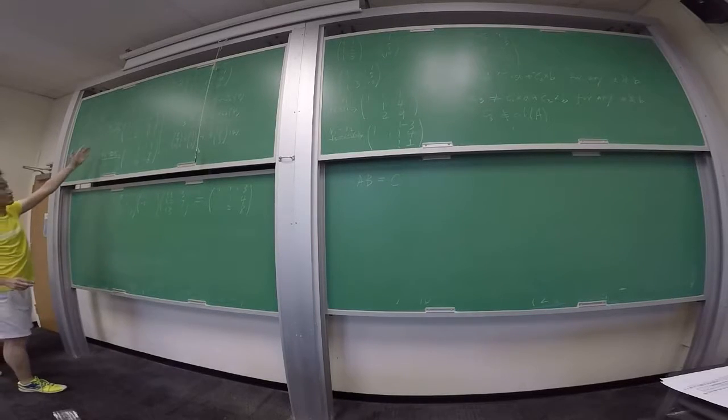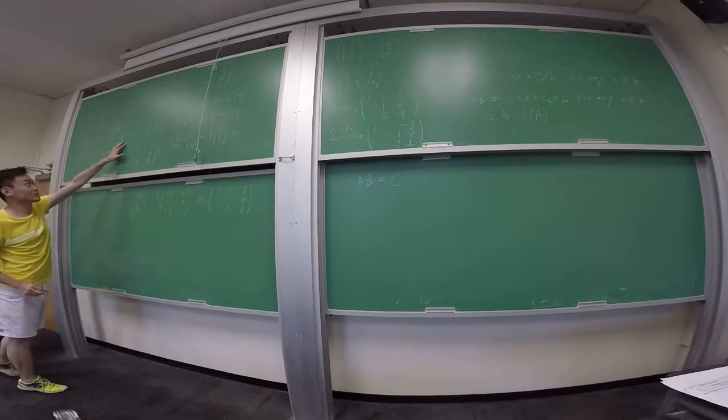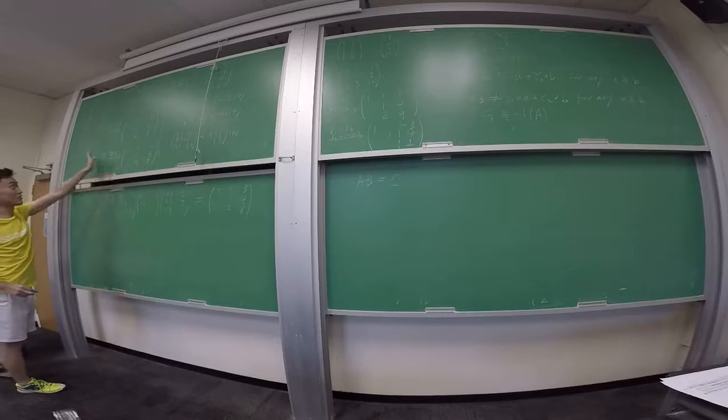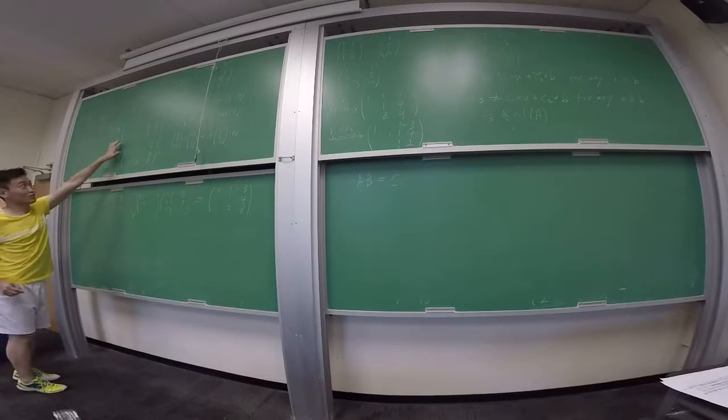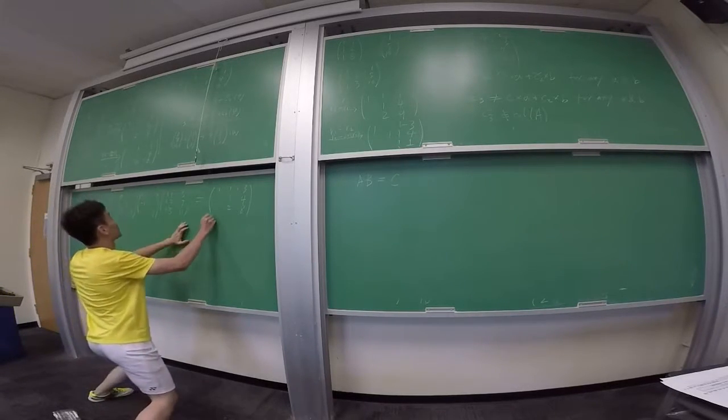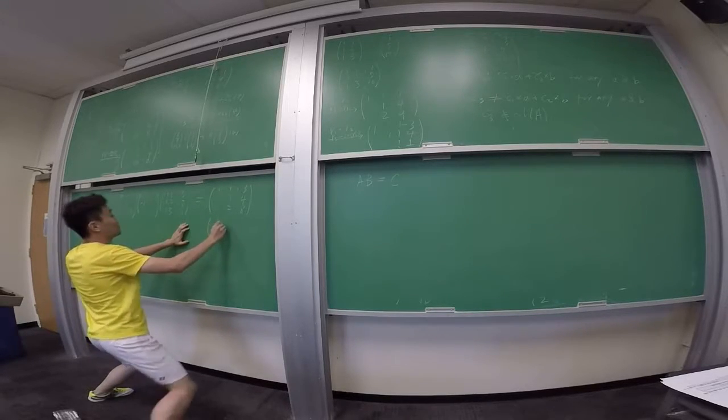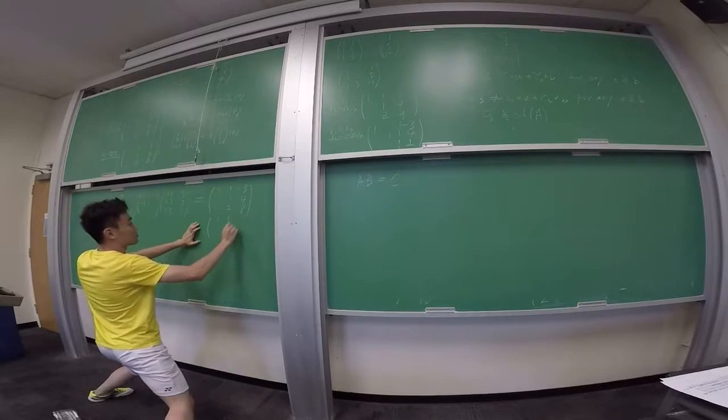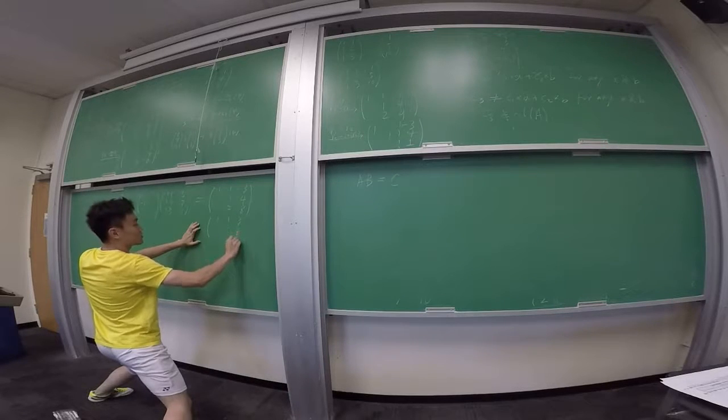Okay, and then you continue, right? From this matrix to that matrix. So from this matrix to that matrix, you get 1, 1, 1, 0, 3, 4, 0.